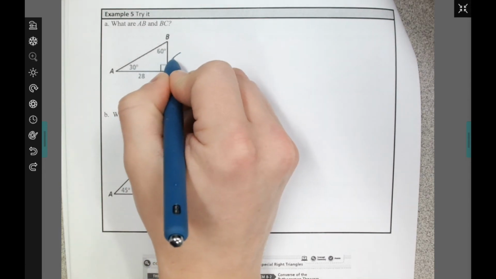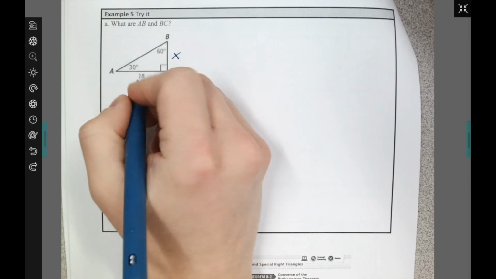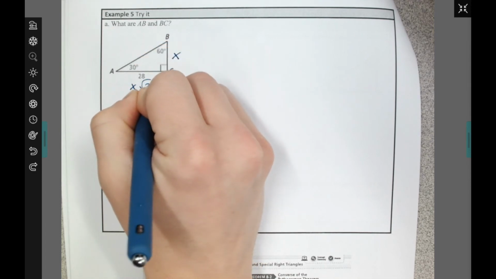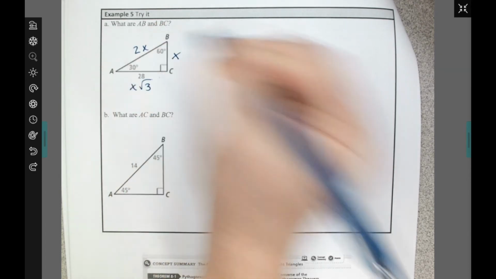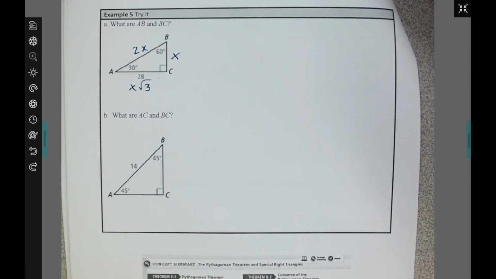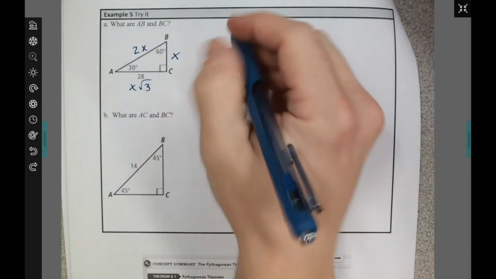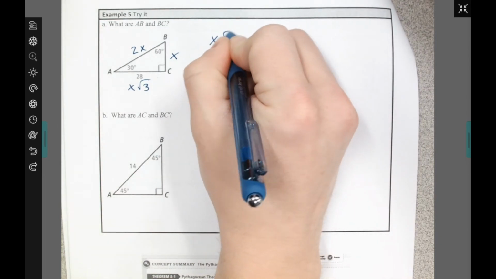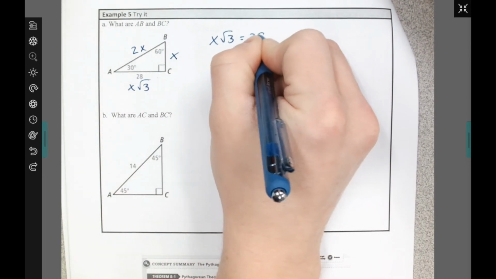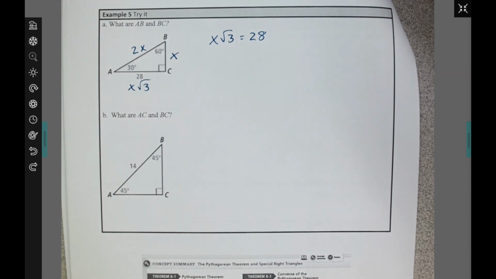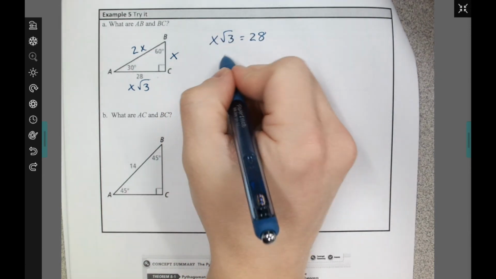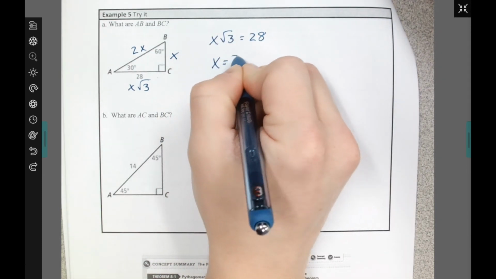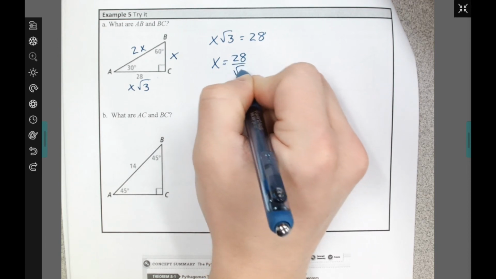Across from the 30 is x. Across from the 60 is going to be x square roots of 3. The hypotenuse is 2x. Okay, the key to the problem is finding x. You have to figure out what x is. So I know x square roots of 3 equals 28. Okay, from here, we need to go ahead and solve for x. So x is going to equal 28 over the square root of 3.